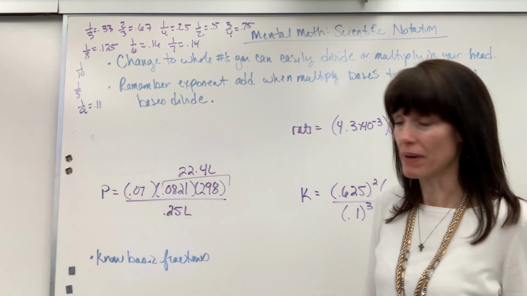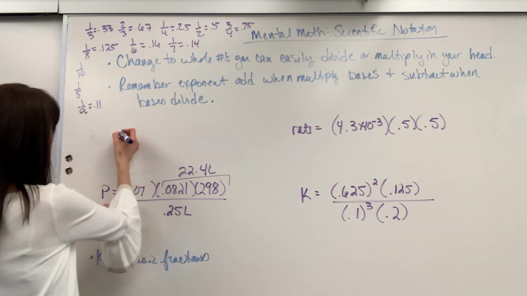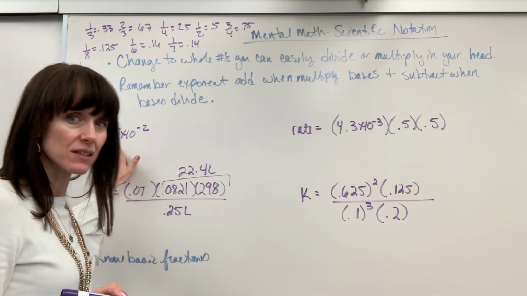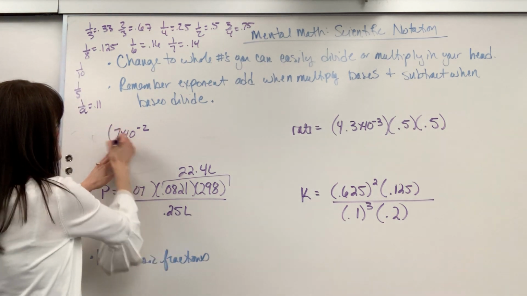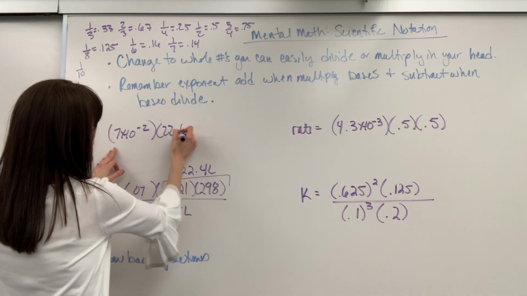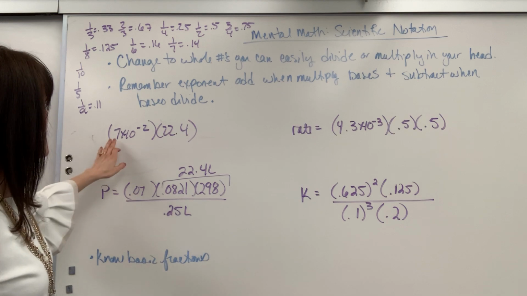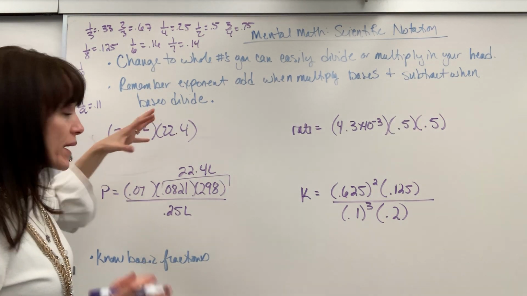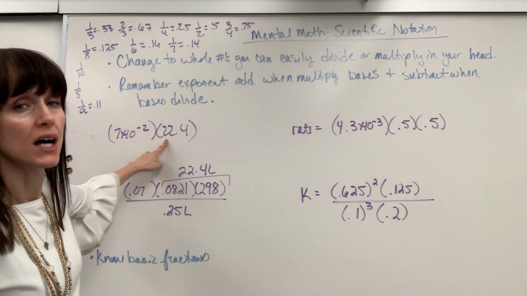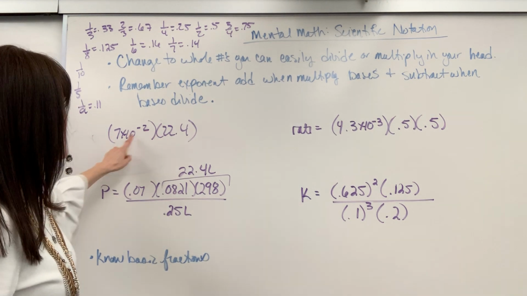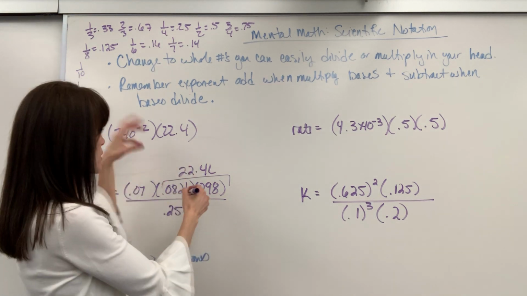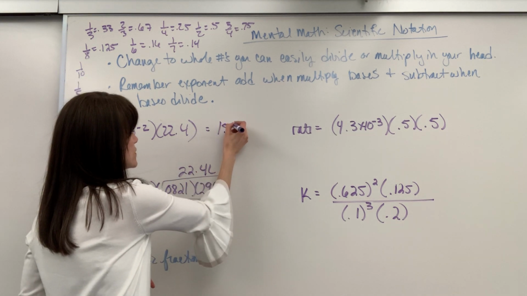Now, doing this, here's how I would start. I like multiplication better. So I would take this 7 and make it 7 times 10 to the minus 2. I can deal with 7 a lot easier in my head than 0.07 times 22.4. Okay, so 7 times 22, that's pretty easy. Break it out. 7 times 20 is 140. 7 times 2 is 14. So 140 plus 14 is going to give me 154.